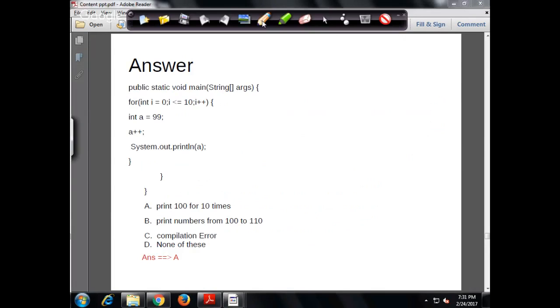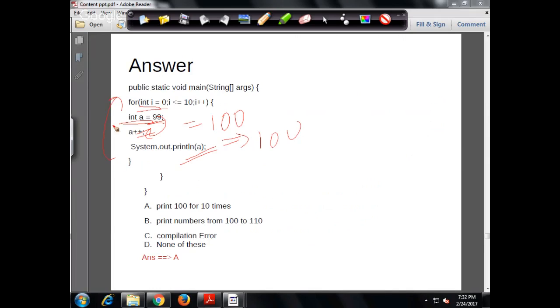So in this for statement, i starts from 0 to 10, so it will run 10 times. That's pretty clear. Now here we are declaring as well as initializing a variable a with value 99, and then we say a++. So 99 will become 100 with a++, and then this line will print 100, right?